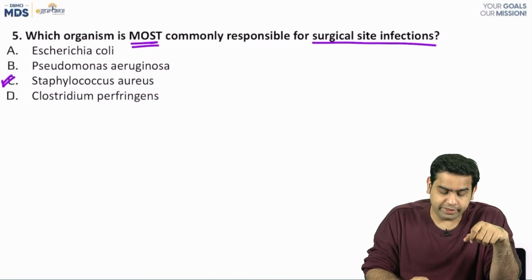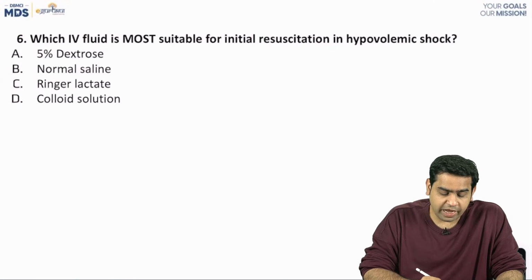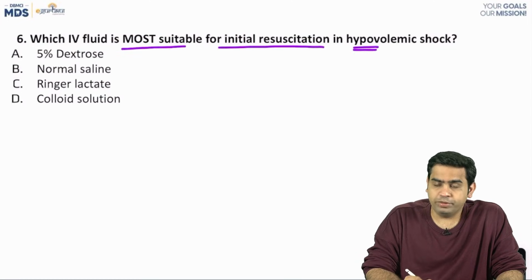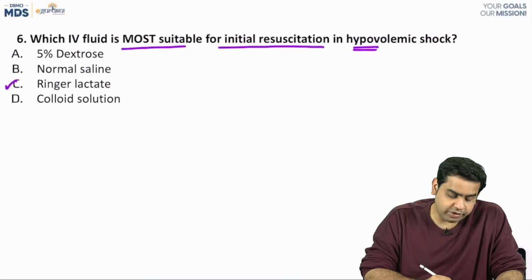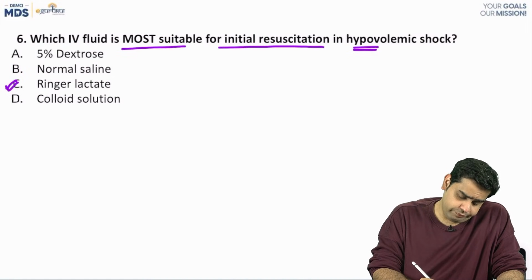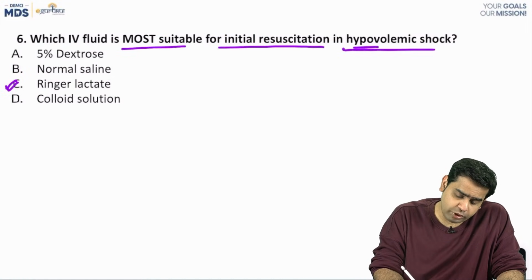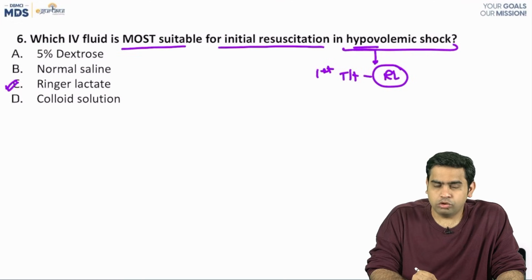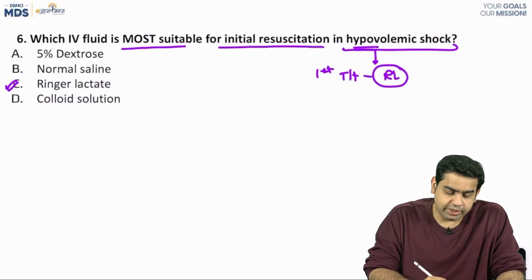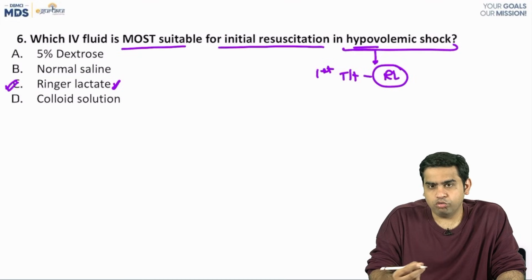Okay, which IV fluid is most suitable for initial resuscitation in hypovolemic shock? The answer over here is Ringer's lactate. Whenever you have a patient with hypovolemic shock, the first treatment is Ringer's lactate, RL. Most of the patients of trauma or dehydration, whenever they come, we start them on crystalloid. And what is the crystalloid which we are starting them on? It's Ringer's lactate. That's what you usually do.